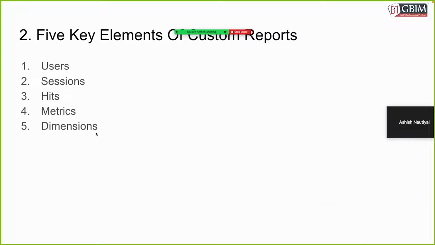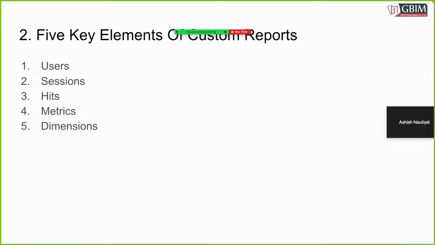Now jumping into 5 key elements of custom reports, there are user, session, hits, metrics, and dimension. If one goes physically to Google Analytics, there are dimensions such as audience and behavior, and if one wants to generate a report using these dimensions, we can use metrics to gain more in-depth data.